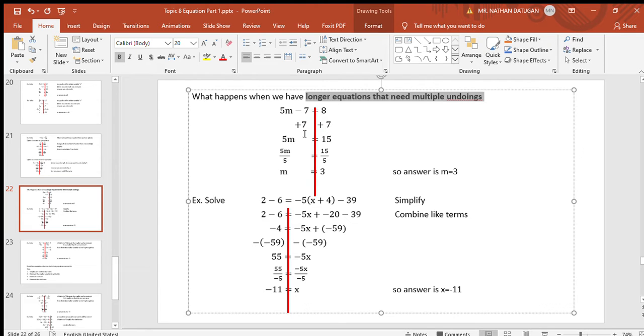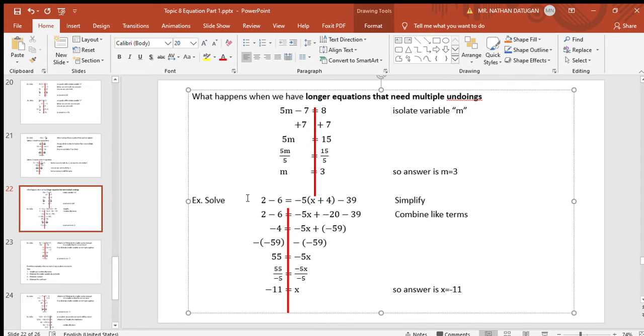So, similarly, this is pretty much an example from the previous video. 5m minus 7 is equal to 8. Again, what do we do? Before we undo 5m, again, our goal is to isolate m. But to do so, we need to get rid of minus 7. How do we do that? We have to add 7. Add 7 on both sides of the equation, and you'll get 5m is equal to 15. Now, to get rid of that 5, we need to divide both sides by 5, and you're going to get m is equal to 3.